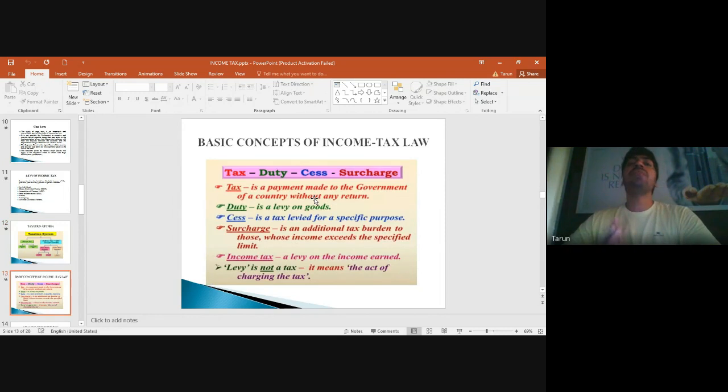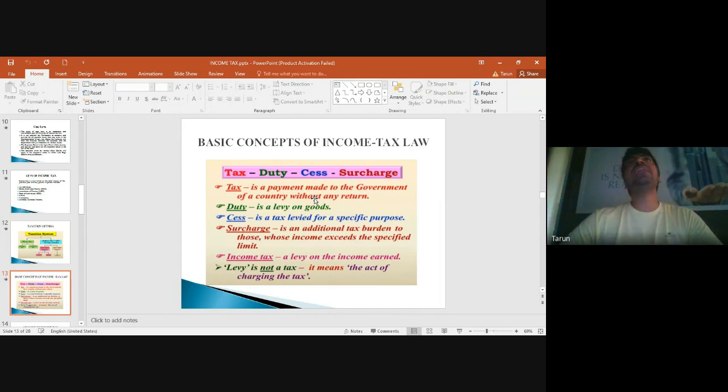Let's proceed to the basic concepts of income tax law. That is, what is tax? I don't need to explain again because I already explained in the earlier slides what tax is. So tax is a payment made to the government without any return. Once you pay the tax, you will not get it back because that is revenue for the government.